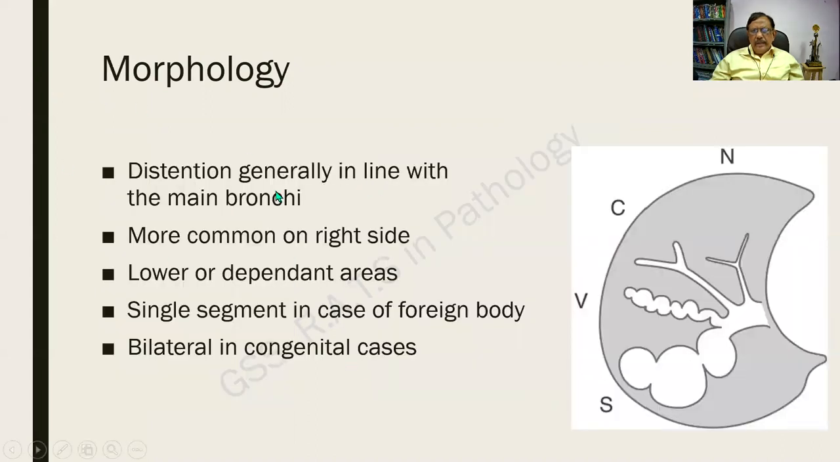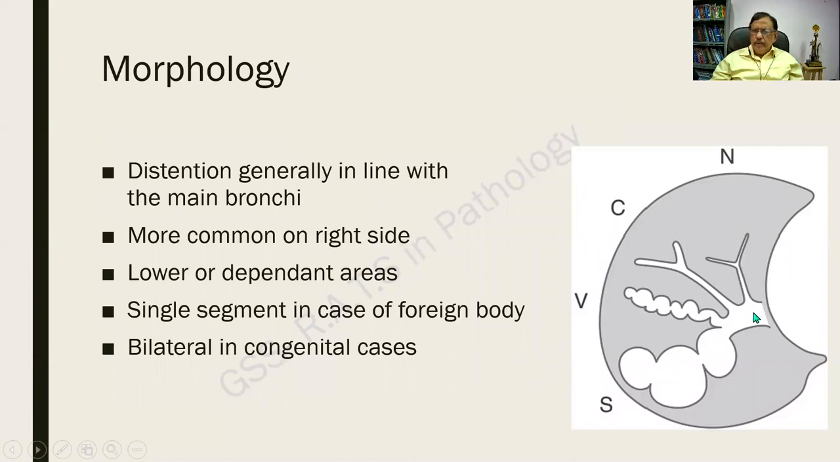And we had seen this earlier, it is always in line with the main bronchi, and it is more common on the right side because the right bronchus is in line with the trachea, more on the dependent areas. In a case of a foreign body obstruction, it is limited to a single segment. It can be bilateral and widespread in a case of congenital disease such as Kartagener syndrome or mucoviscidosis.